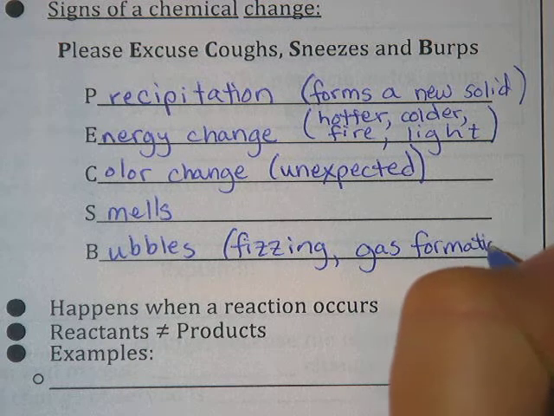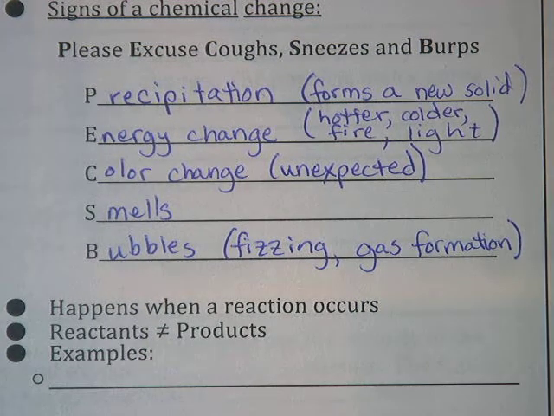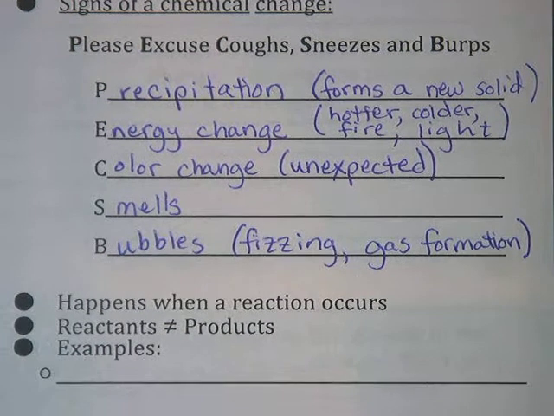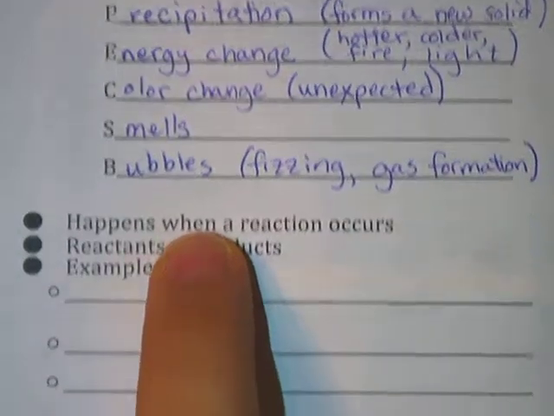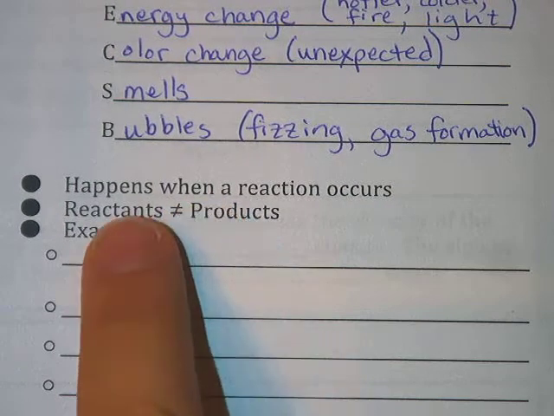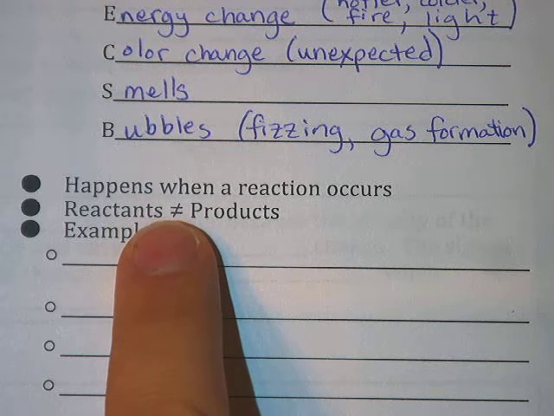And I think there were a couple different stations in the lab you did last class where you saw some bubbles form. Again, when there was nothing else that should have been causing it. If suddenly you have bubbles or a gas or some steam or fizzing or whatever, that tells you there's a chemical change happening. In general, chemical changes happen when a reaction occurs. Your reactants and your products are not equal to each other. You do not have the same thing at the beginning as what you had at the end.